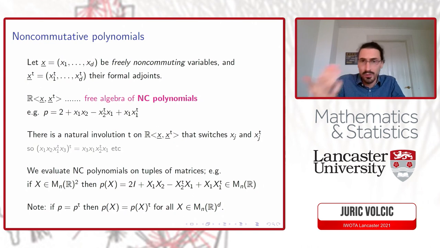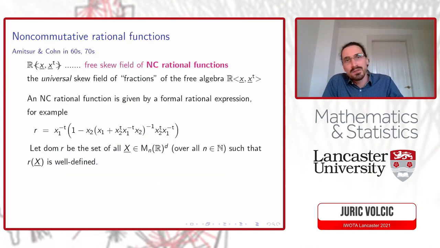These are non-commutative polynomials. And then non-commutative rational functions are a little bit more subtle objects. Their construction goes back to Amitsur and Cohn in the 60s and 70s.